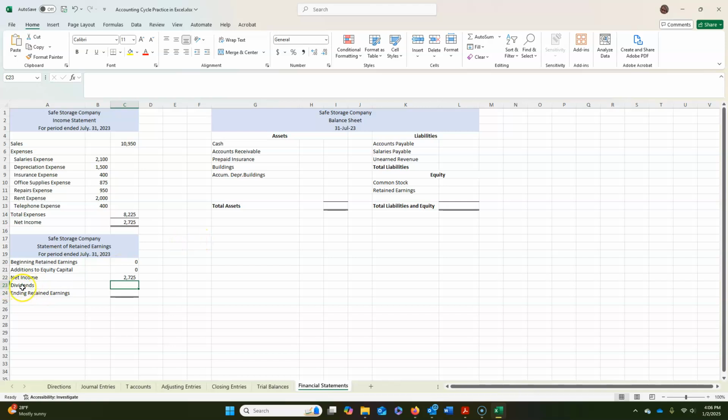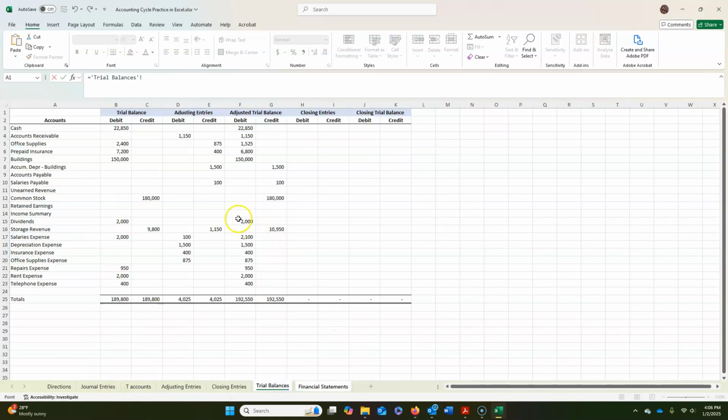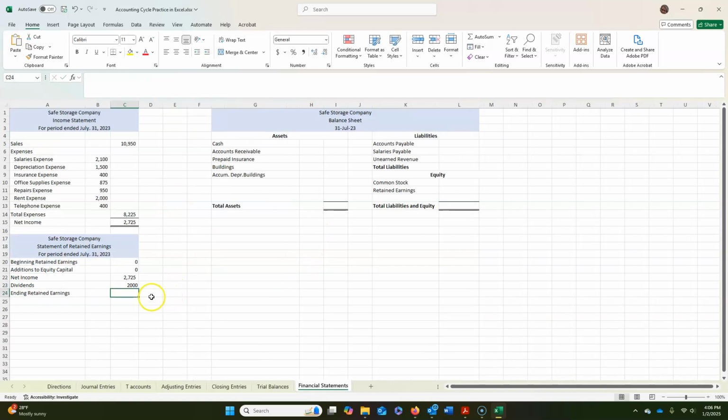Okay. Now we're going to subtract dividends. So we're going to take the dividends amount of $2,000. And then our ending retained earnings is net income minus dividends. And then I'm going to format those as numbers. Okay. So we have ending retained earnings of $725, which we are going to pull right over here into our equity section. The rest of this, we're going to take off of our trial balance.